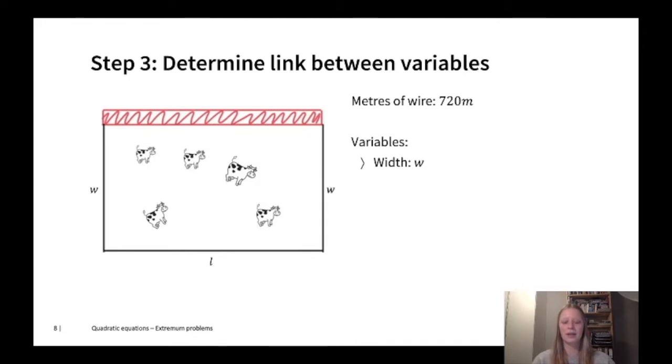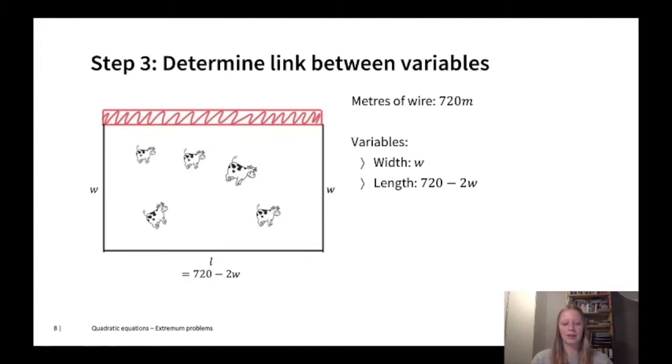So let's look at our sketch once again. We know that we have 720 meters of wire, and we need this to fence off the field, and the field consists of the width twice, so on the left and on the right, and the length just once. So we can write the length like this: L = 720 minus 2 times W. So 720 meters minus 2 times the width that we have to fence off.